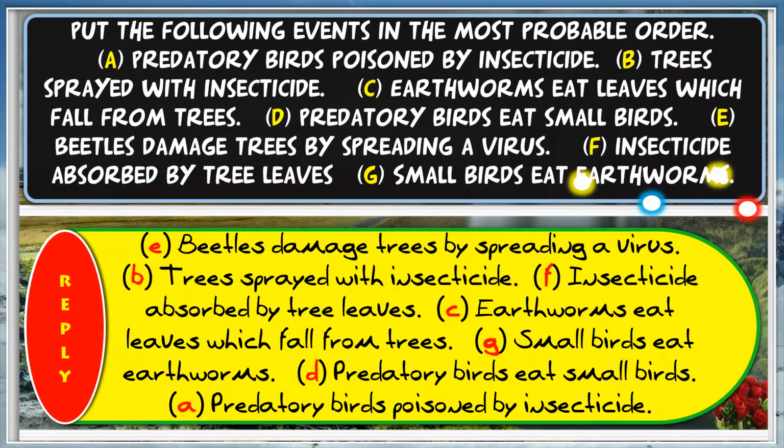E. Beetles damage trees by spreading a virus. B. Trees sprayed with insecticide. F. Insecticide absorbed by tree leaves. C. Earthworms eat leaves which fall from trees. G. Small birds eat earthworms. D. Predatory birds eat small birds. A. Predatory birds poisoned by insecticide.